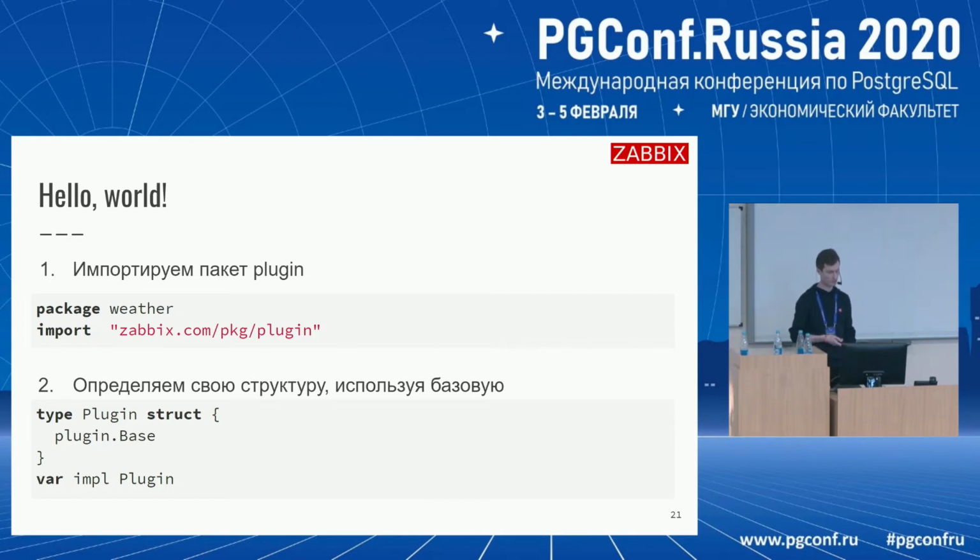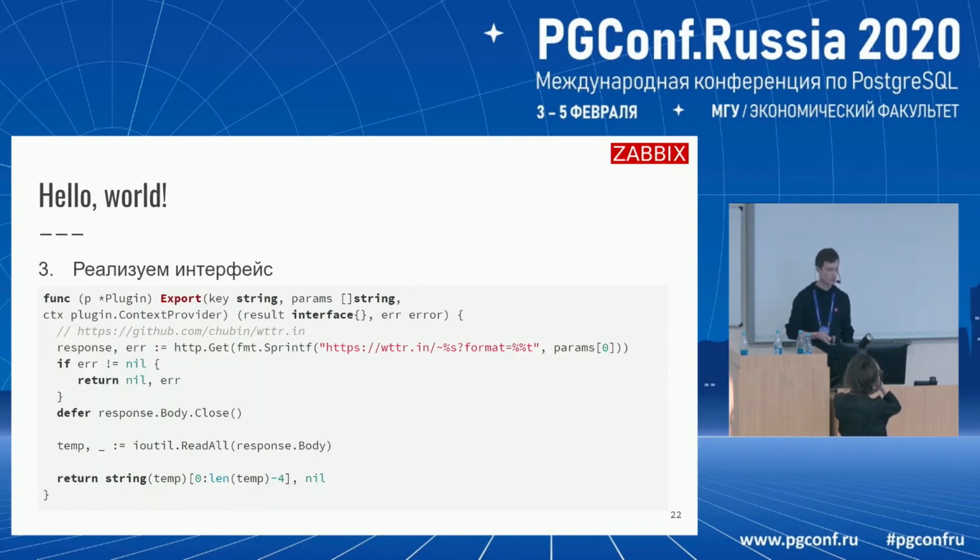Now let's do some practice, and we will try to write a small plugin. In order to do so, we first have to import a plugin, the Zabbix package plugin. Then we define our own structure into which we put the base structure. We will need it later on. Now let's write our business logic. We'll have a simple plugin that will give you a weather forecast.